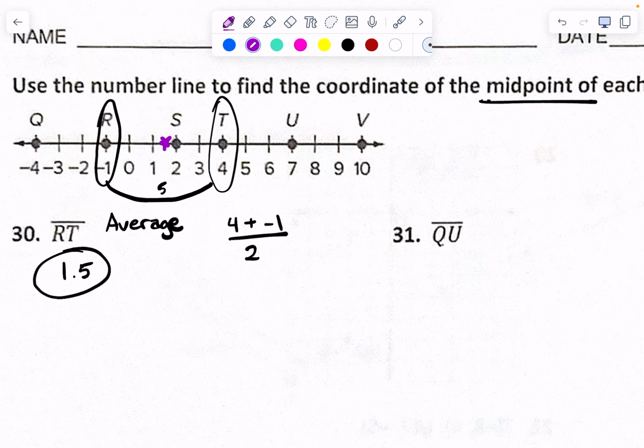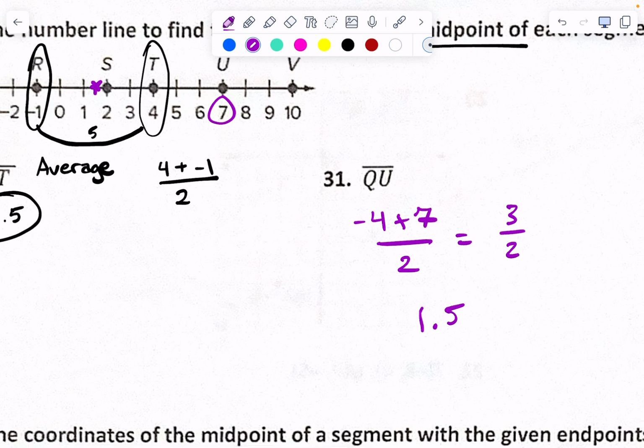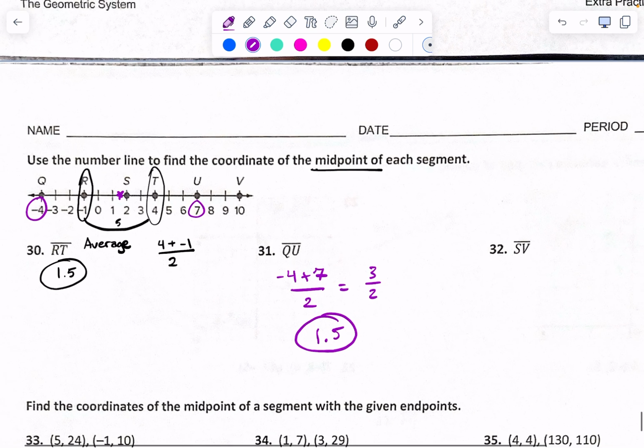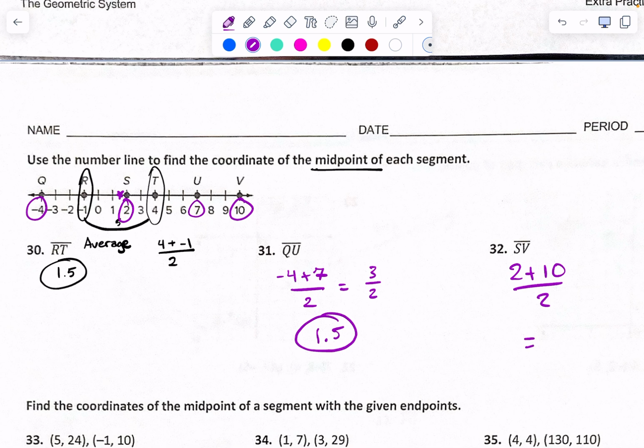Did you get through them? Yep. Those three, was that enough time for you? Yeah. 31, you're looking at -4 and 7. -4 plus 7 is how much? 3. 3 divided by 2 is 1.5 again, okay? And 32 was easier. 2 and 10, and 2 plus 10 is 12, and 12 divided by 2 is 6. Did you get 6? Yeah. Okay, check and look. Does it look like 6 is in the middle? Okay, does it look like 1.5 is in the middle? All right, don't get it wrong just because you forget to check.